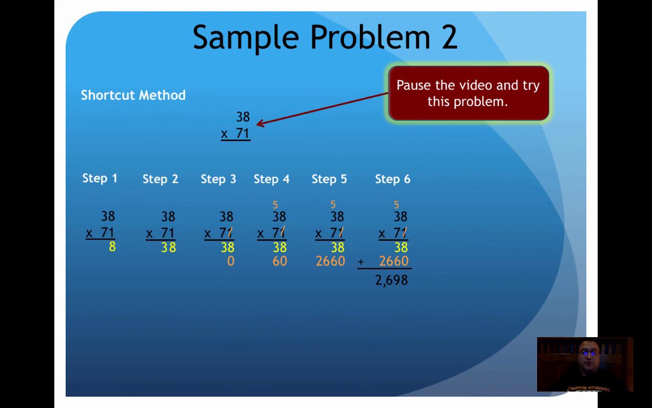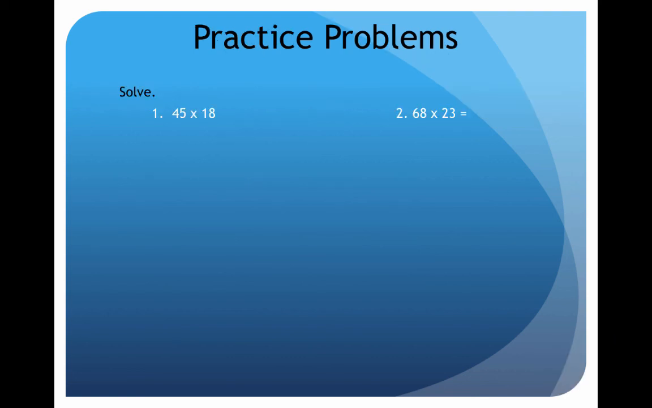How'd you do? All right, here are your practice problems for today. You've got 45 times 18 and 68 times 23. I would like to have you stack those and multiply them using the shortcut method. If that's tricky for you and you want to use the place value rows method to check your work, that's okay. But again, you need to become comfortable with the shortcut method because you're going to have to be able to use that in the future.